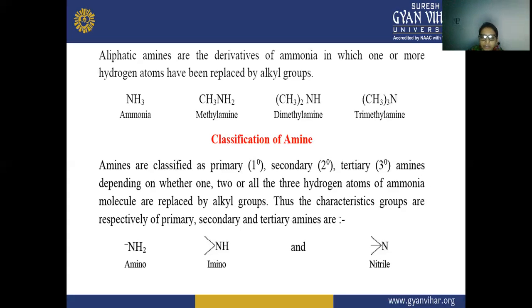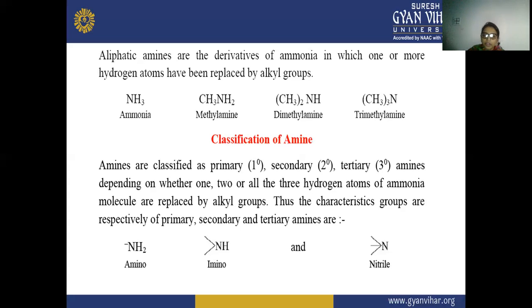Thus the characteristic groups are respectively those of primary, secondary, and tertiary. Here amino is your primary, imino is your secondary, and nitrile is your tertiary. So again, aliphatic amines are the derivatives of ammonia in which one or more hydrogen atoms have been replaced by an alkyl group.